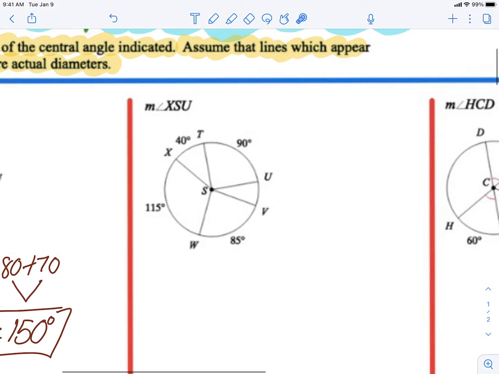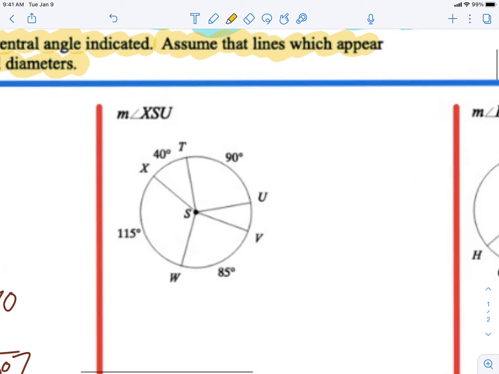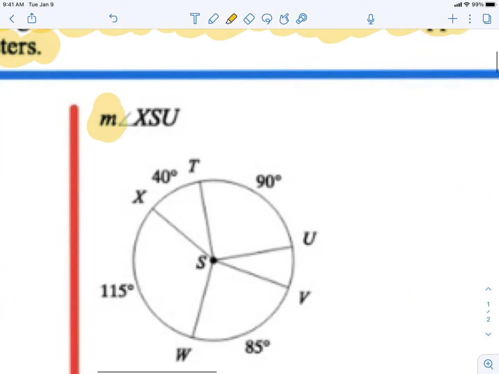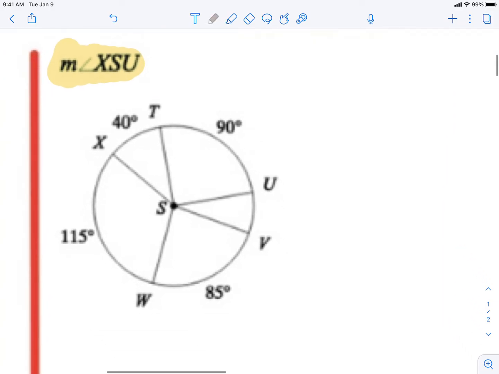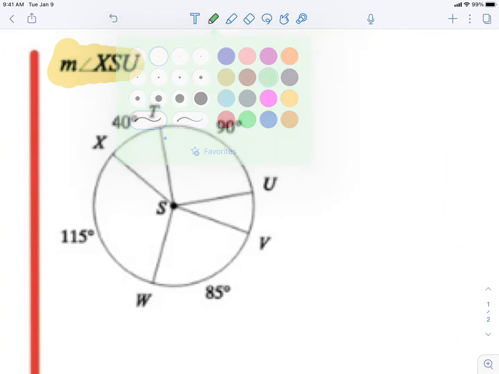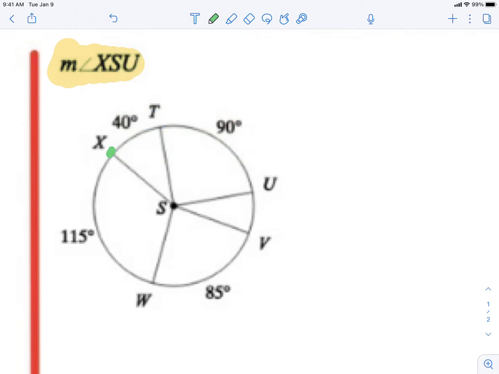So let's go on to our second example, which says find angle XSU. Let's find angle XSU. So X, S, that's at the center, and U. So we need to find that angle right there.